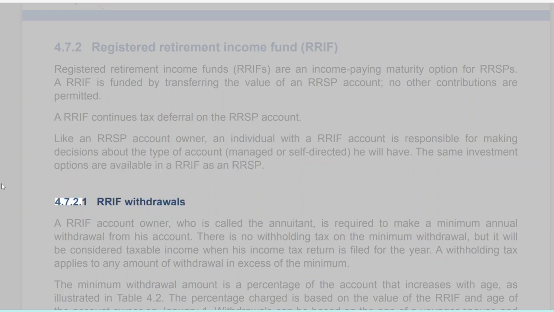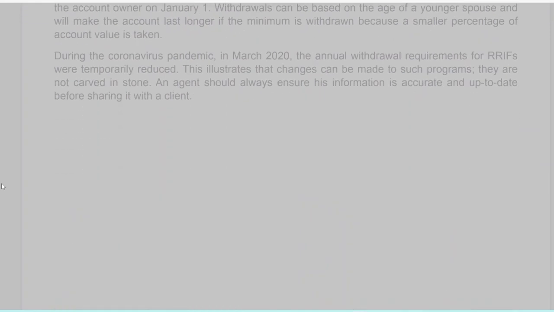4.7.2.1 RRIF withdrawals. A RRIF account owner, who is called the annuitant, is required to make a minimum annual withdrawal from his account. There is no withholding tax on the minimum withdrawal, but it will be considered taxable income when his income tax return is filed for the year. A withholding tax applies to any amount of withdrawal in excess of the minimum. The minimum withdrawal amount is a percentage of the account that increases with age, as illustrated in Table 4.2. The percentage charged is based on the value of the RRIF and age of the account owner on January 1st.